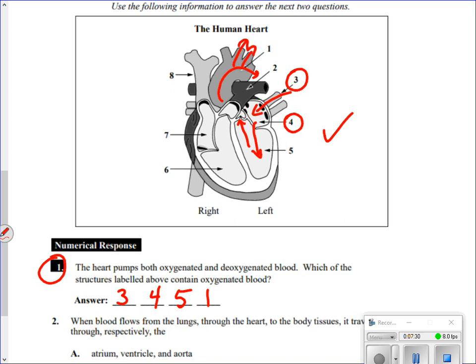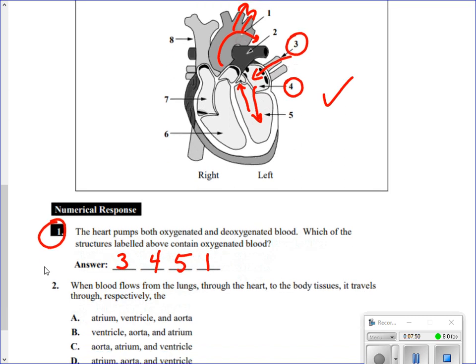It doesn't ask us for any particular order for that, so we'd be fine with that order. Watch out though, sometimes questions will ask you to put it in ascending numerical order. Well, then we'd have to go 1, 3, 4, 5, going up from 1 to 5. All right, but those are the 4 parts that would contain the oxygenated blood. That's a fairly straightforward question. Now let's look at the next one here.